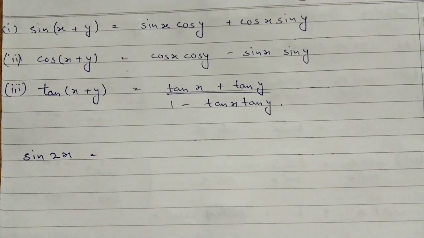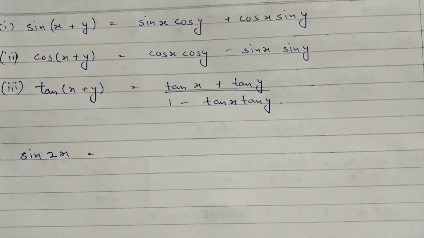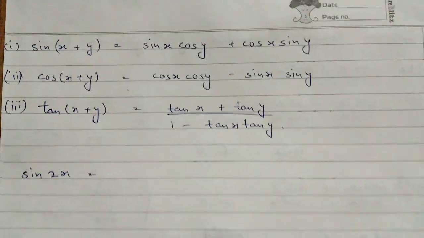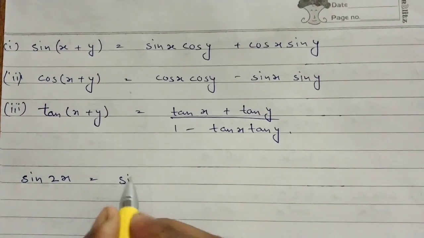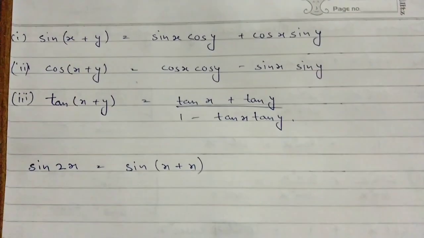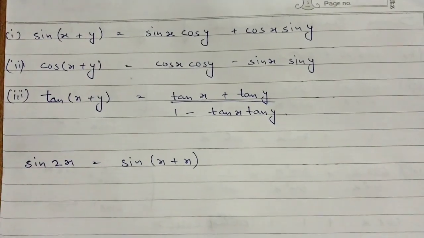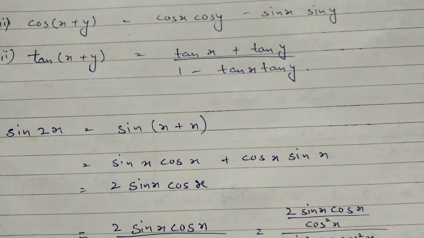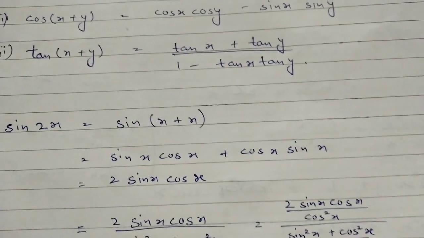From the first formula, we have seen that sometimes we are asked for sin 2x. So sin 2x becomes sin (x plus x). Here we can operate the formula for sin (x plus y). When we operate on sin 2x, it becomes sin (x plus x).